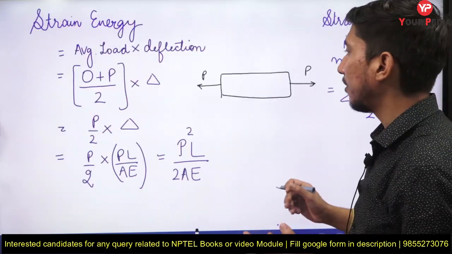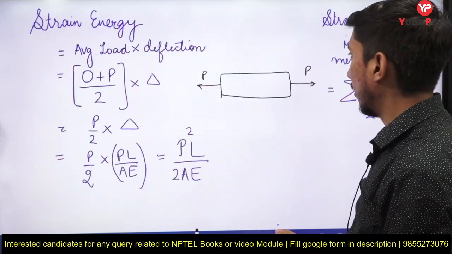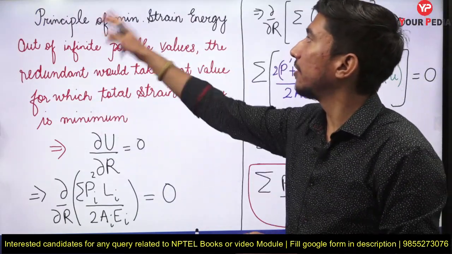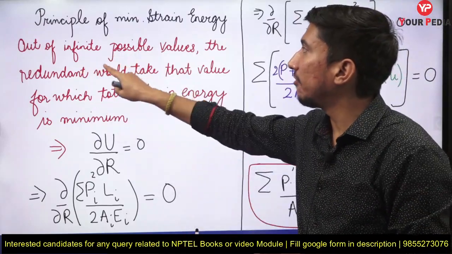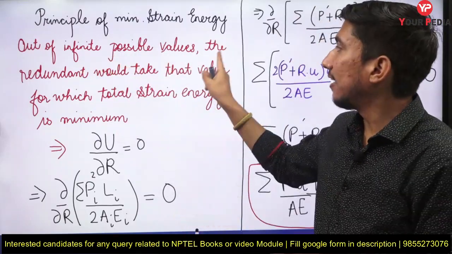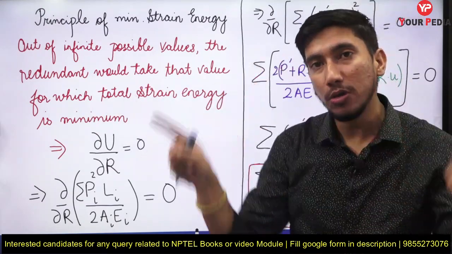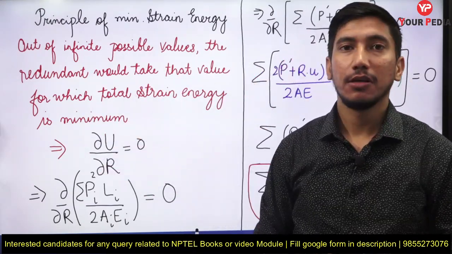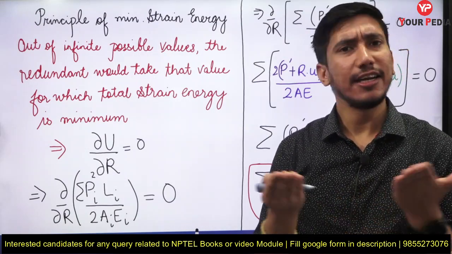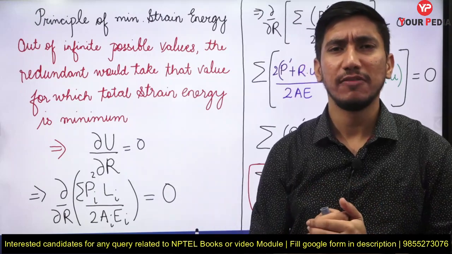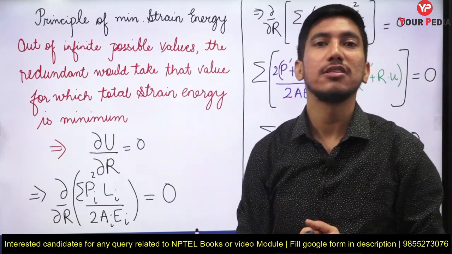Before that we must know this principle of minimum strain energy. Now what does it say? It says that out of the infinite possible values, the redundant would take that value for which the total strain energy of the whole system would be minimum. This is a very important line. It says the redundant can take any value out of infinite possible values, but it will take only that value for which the strain energy of the whole system would be minimum.